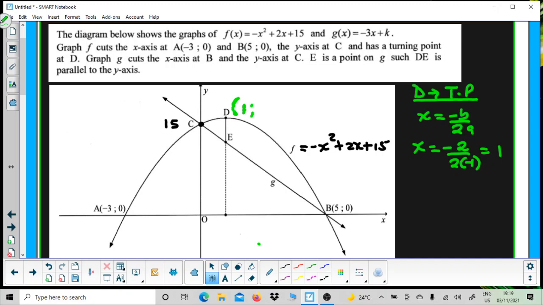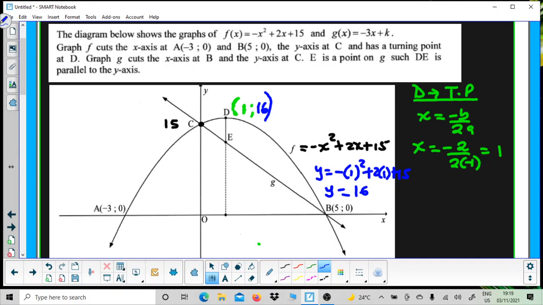And the y coordinate will be simple to find because I'm going to substitute 1 into this equation here, people. So negative 1 squared plus 2 by 1 plus 15. If you can still see this, what is the value of y that you're getting? 16. So this part here will be 16. So because the function was given, you can easily find things such as the turning point.